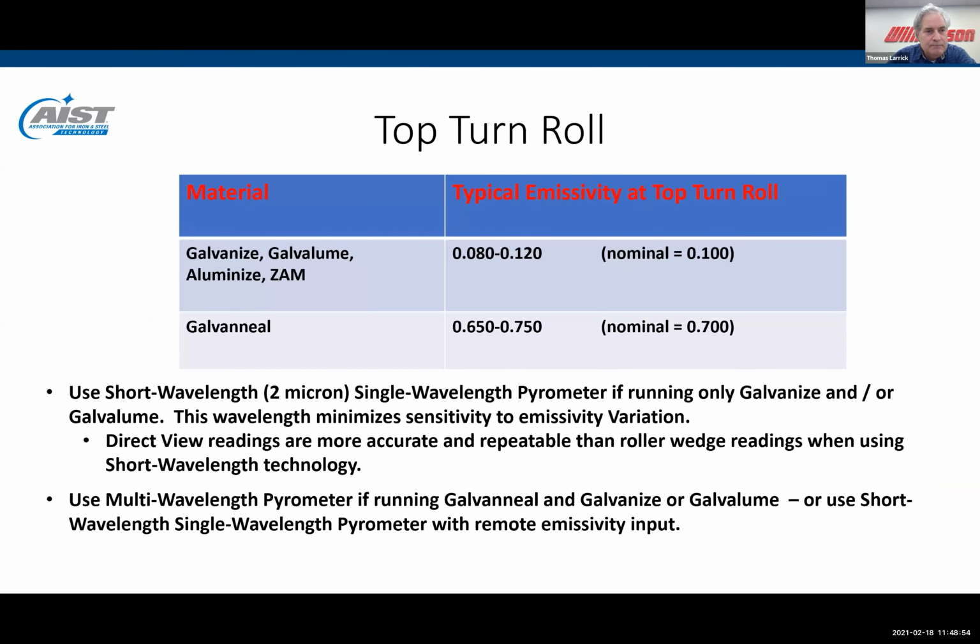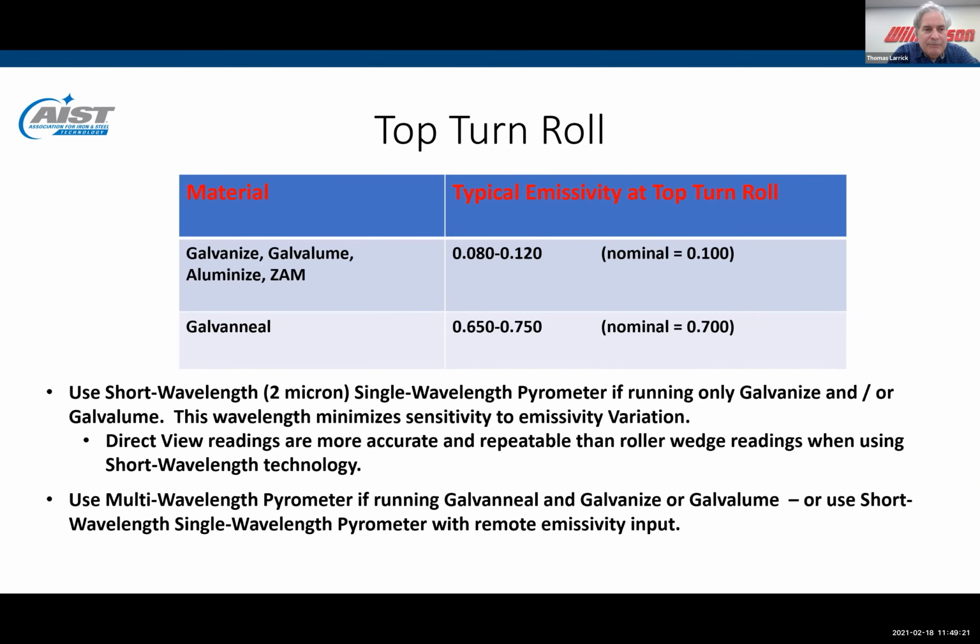Now, regardless of the type of zinc-coated strip that's run, the strip goes up to the cooling tower to the top turn roll. And before it reaches that top turn roll, it must be cool enough to prevent galling of the surface, to prevent pickup on the roll. So temperature measurement at that top turn roll is quite common.